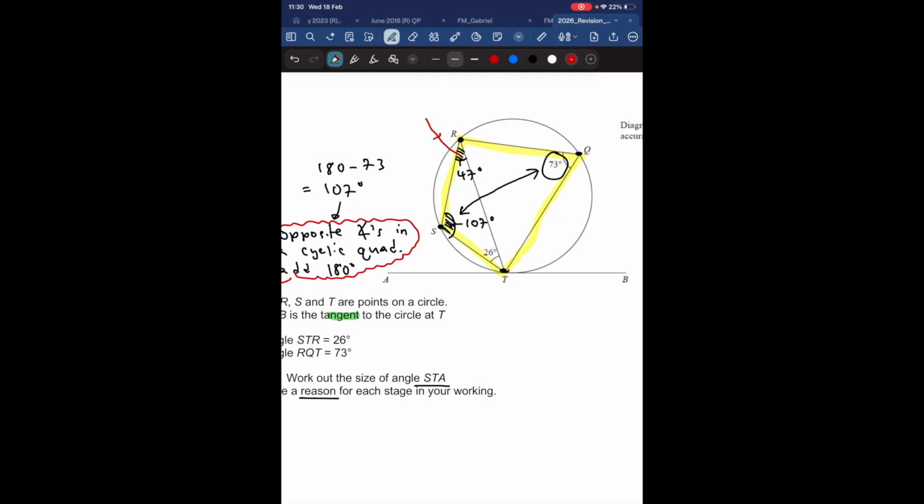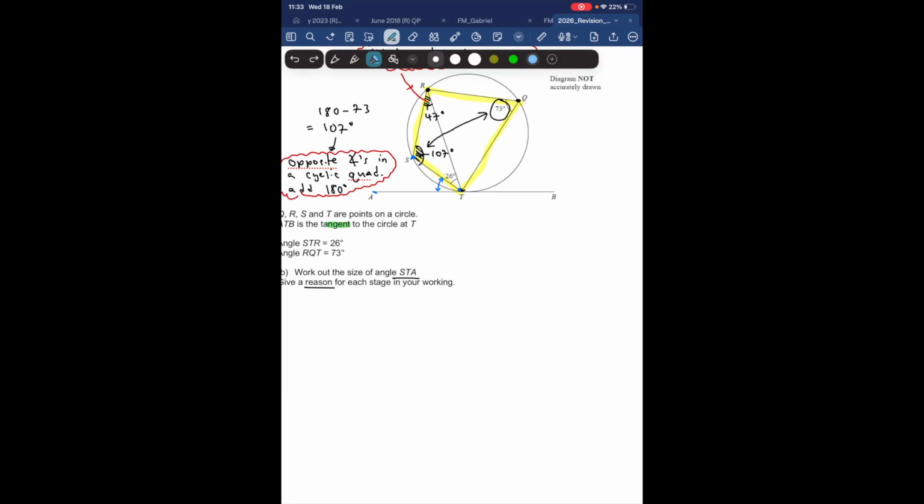Now, to work out the angle STA, the angle STA is basically this angle here. Now, whenever we've got a tangent and a chord, the theorem that we need to use is going to be the alternate segment theorem.